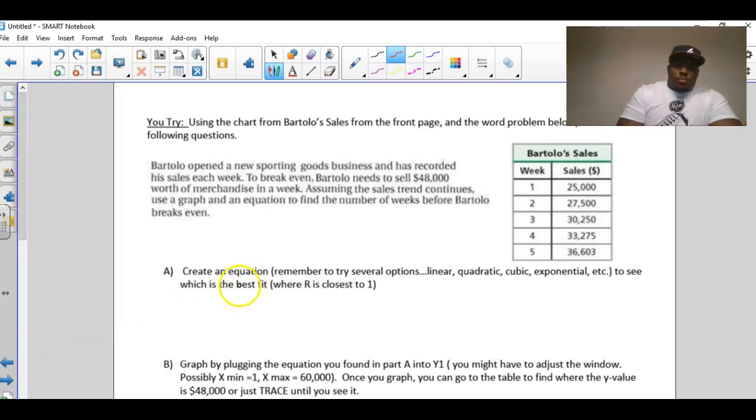Now, for this problem right here, guys, I'm actually going to put this problem on another video, and that'll be it. This is a try-it-yourself. I'm going to work it out, so you guys tune into another video.